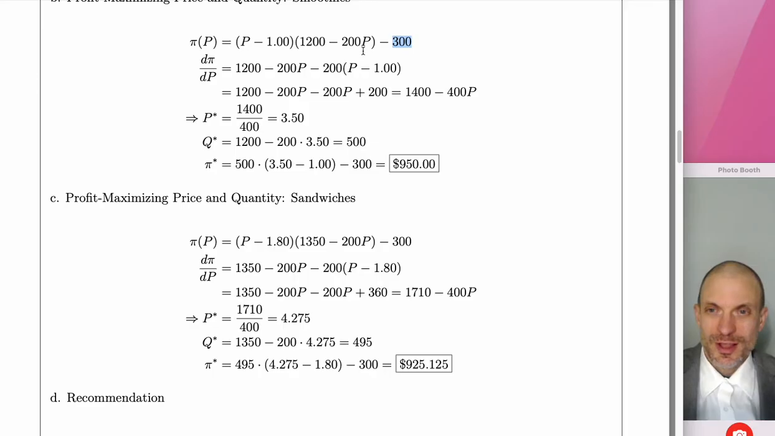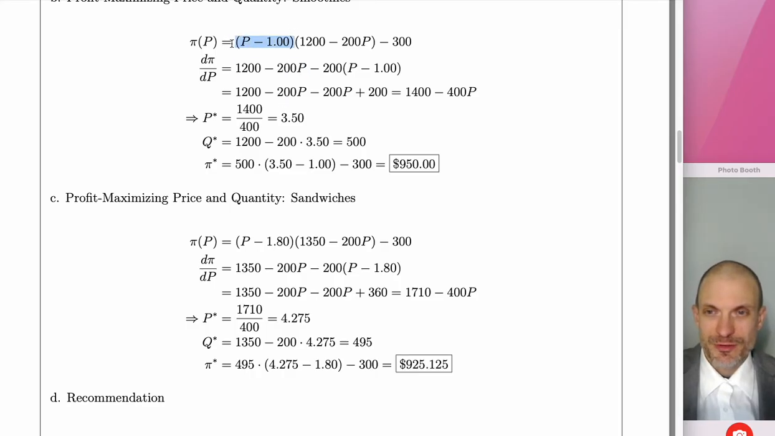Okay, so then what we need to do is take a derivative with respect to price here, because price is the variable that we've got. So we could do that a couple different ways. One thing we could do first is expand, distribute first, and then take the derivative, or you could take the derivative using the product rule. If you do that, this is the first, and this is the second. So it's the derivative of the first times the second. So the derivative of this first thing is just 1 times the second term, 1200 minus 200 times price.